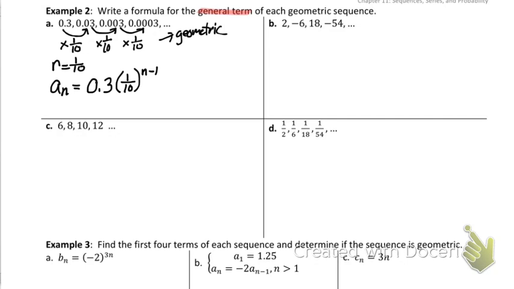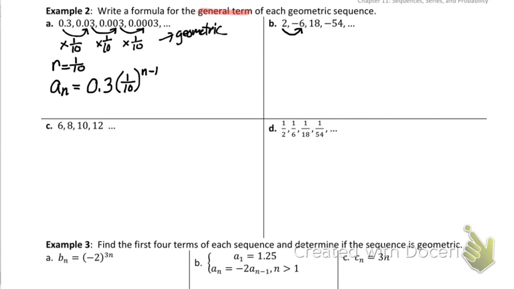Mike? Negative 1 to the n. Yep. Negative 1 to the n, or the n minus 1, or n plus 1. That's how we deal with it if it's arithmetic. This is different if we're dealing with geometric, because geometric already lets us multiply. So with geometric, I don't have to worry about the negative positive.